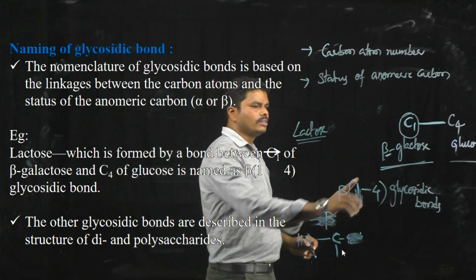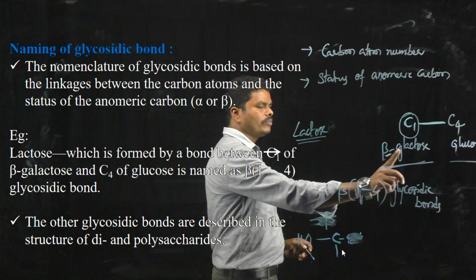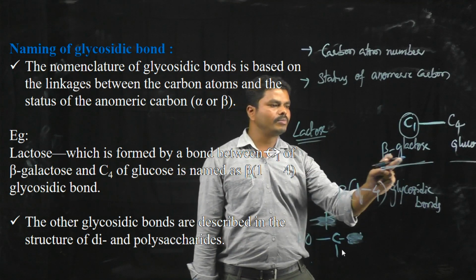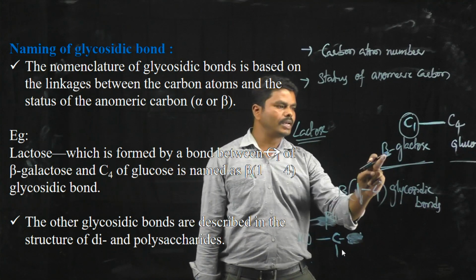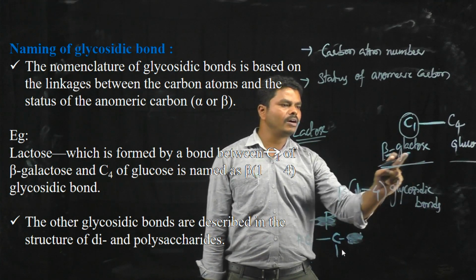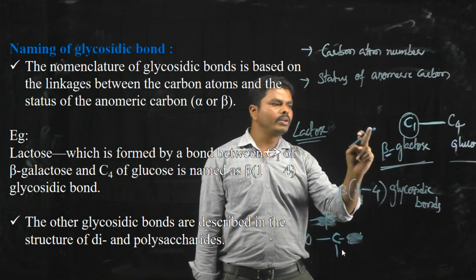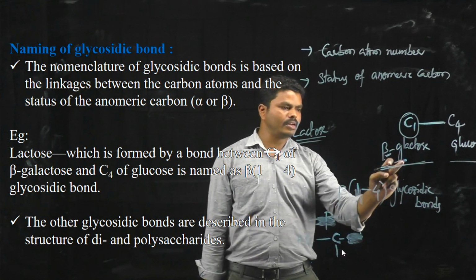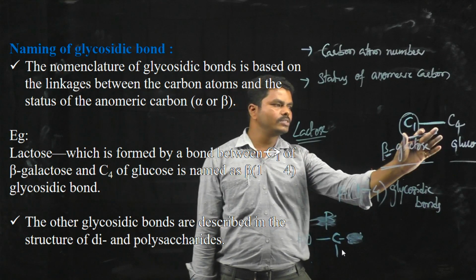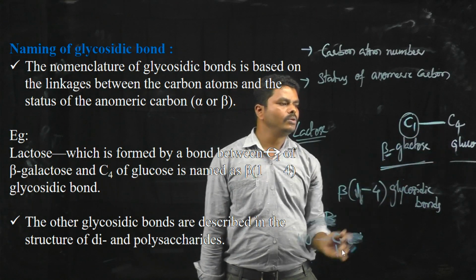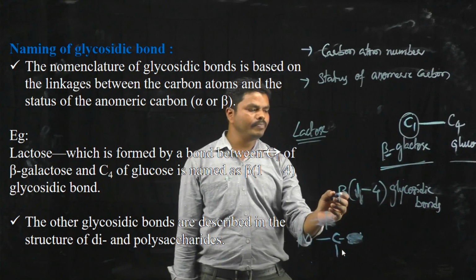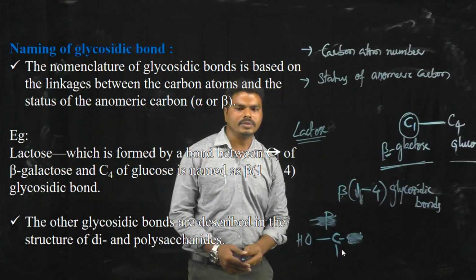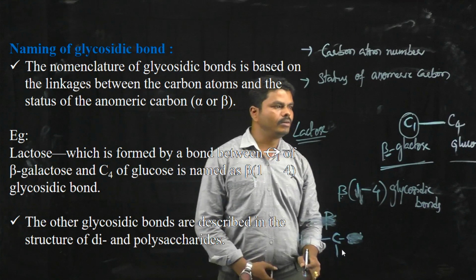So here the galactose present in the lactose is the beta form. So it is a beta galactose. That means it consists of a beta anomeric carbon. For that reason, the glycosidic bond formed between these two monosaccharides is termed the beta 1 to 4 glycosidic bond. Understood? I will explain with the molecular structures.